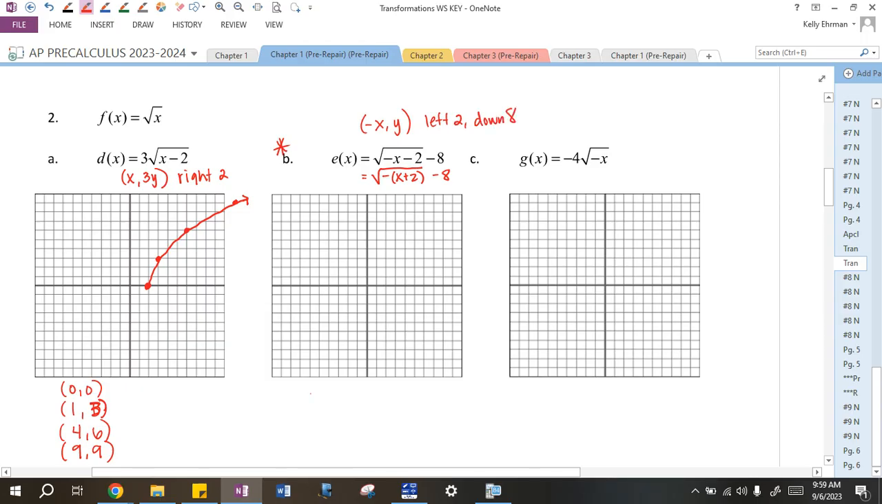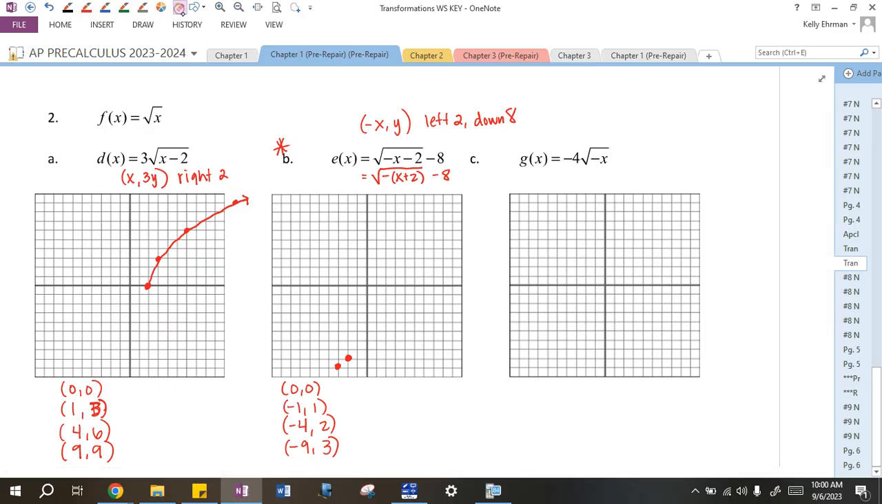All right, so 0, 0, negative 1, 1, negative 4, 2, negative 9, 3. That's the original points, just multiplying the x by negatives. So 0, 0, and then I go left 2 and down 8. Negative 1, 1, I go left 2 and down 8.